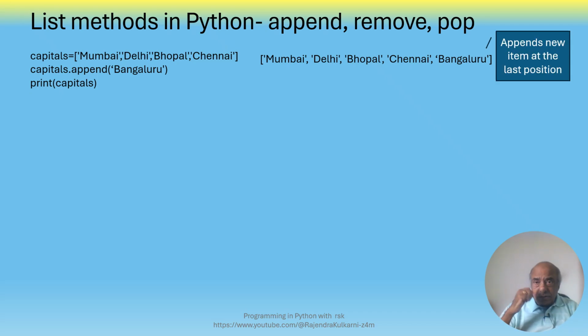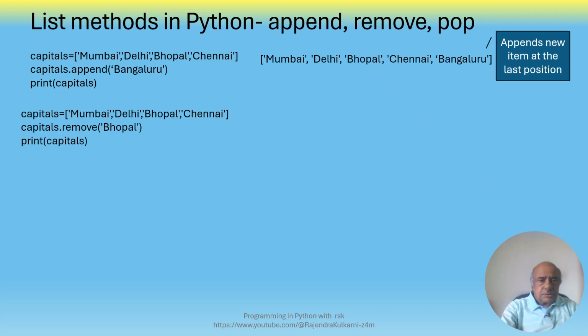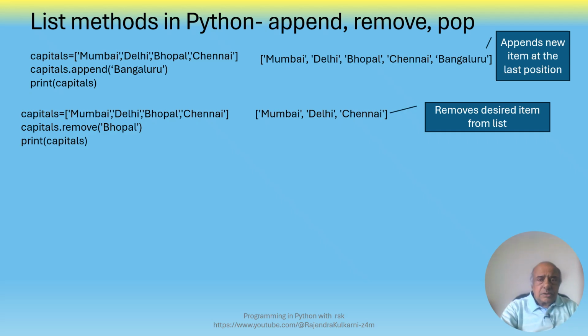Append adds a new item at the last position in the list. Again a capitals list, and we want to remove Bhopal from the list, and the method used is dot remove. When we print the list, Bhopal is now missing. We can remove a desired item from the list.